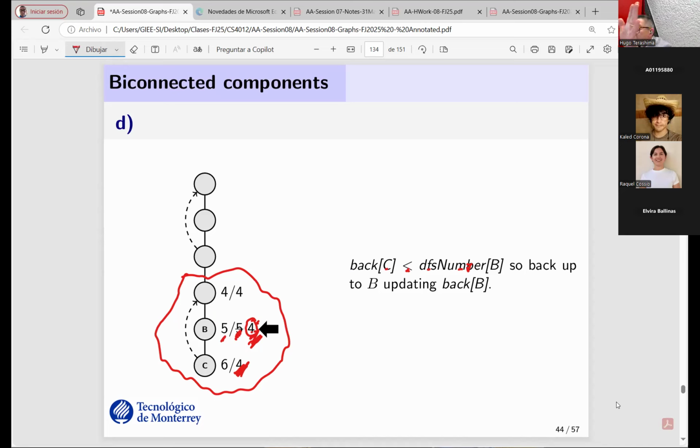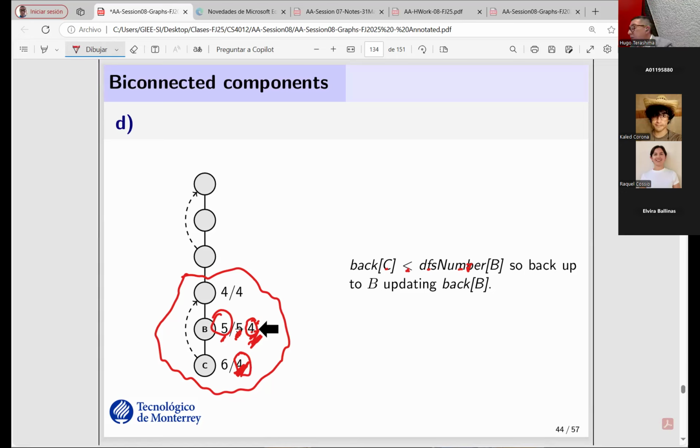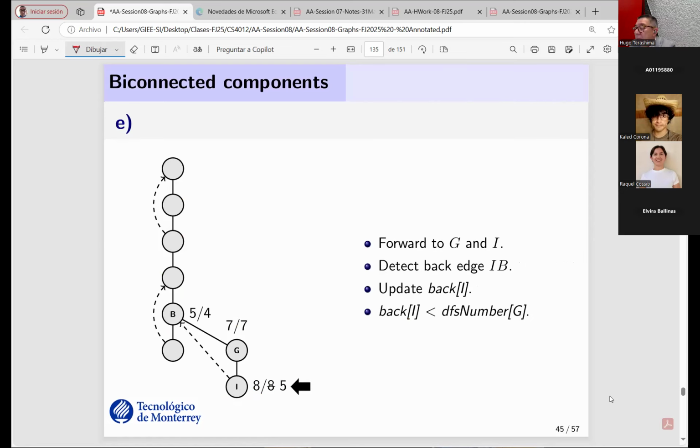condition for finding a biconnected component is not yet, because this should be greater or equal than this one, which is not the case. So we are going to continue from there, right? In the other direction here. From B, we are going to G, right? So this is 5, 5, 4, and this is 7, 7, and this is 8, right? And you find a back edge here.